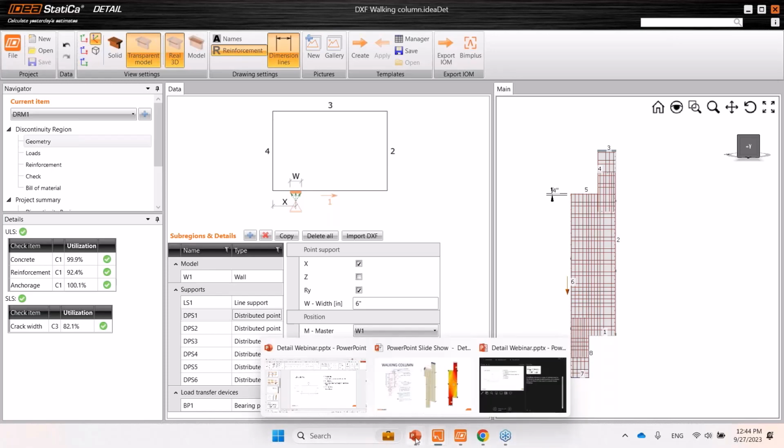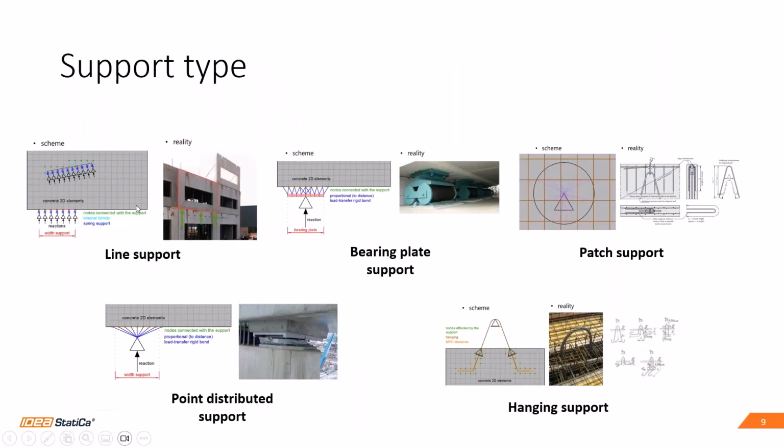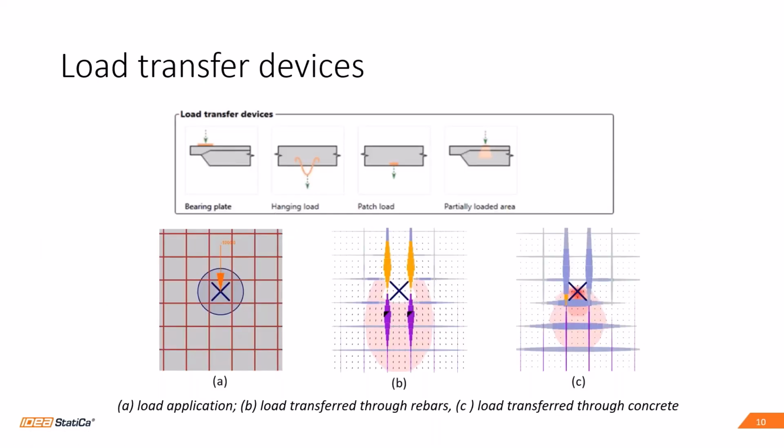And well, different types of details that you can add, right? Like this support type. So you can see the line support, bearing plate support, patch support. So there are different types of geometry that you can add. Also different load transfer devices.